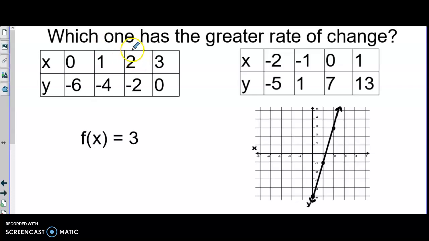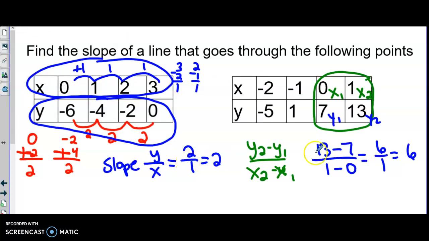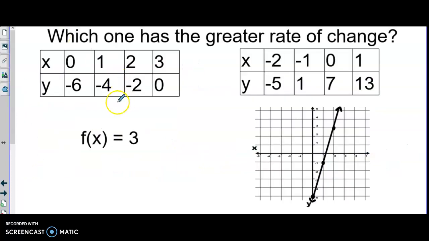Okay, so which has the greater rate of change? Well, I pulled these two from the previous table so that we wouldn't have to redo them. So let me go back and see. This one was 2 and this one was 6. So let me write those down. So here the slope, which we usually let be the letter m, is 2. For this table, the slope is 6.